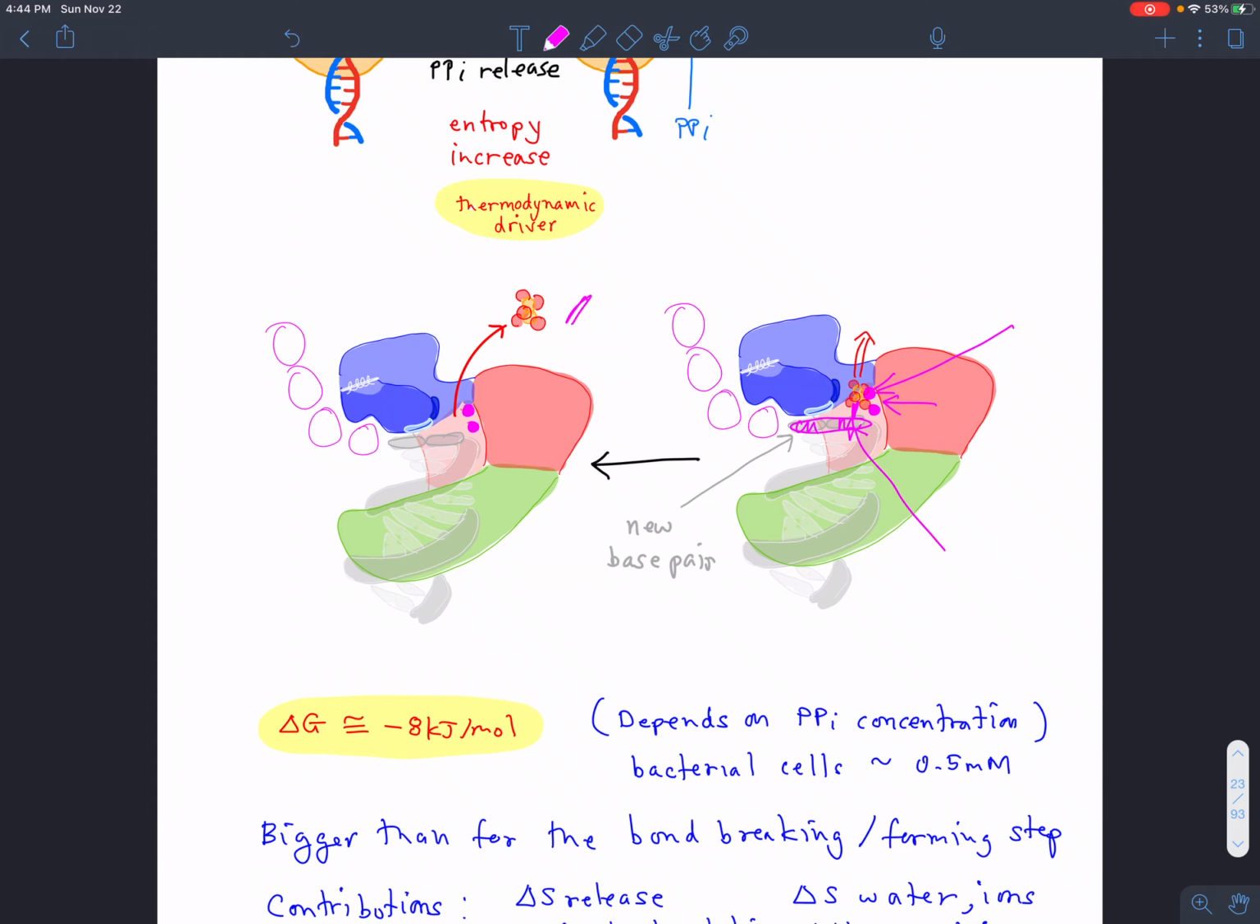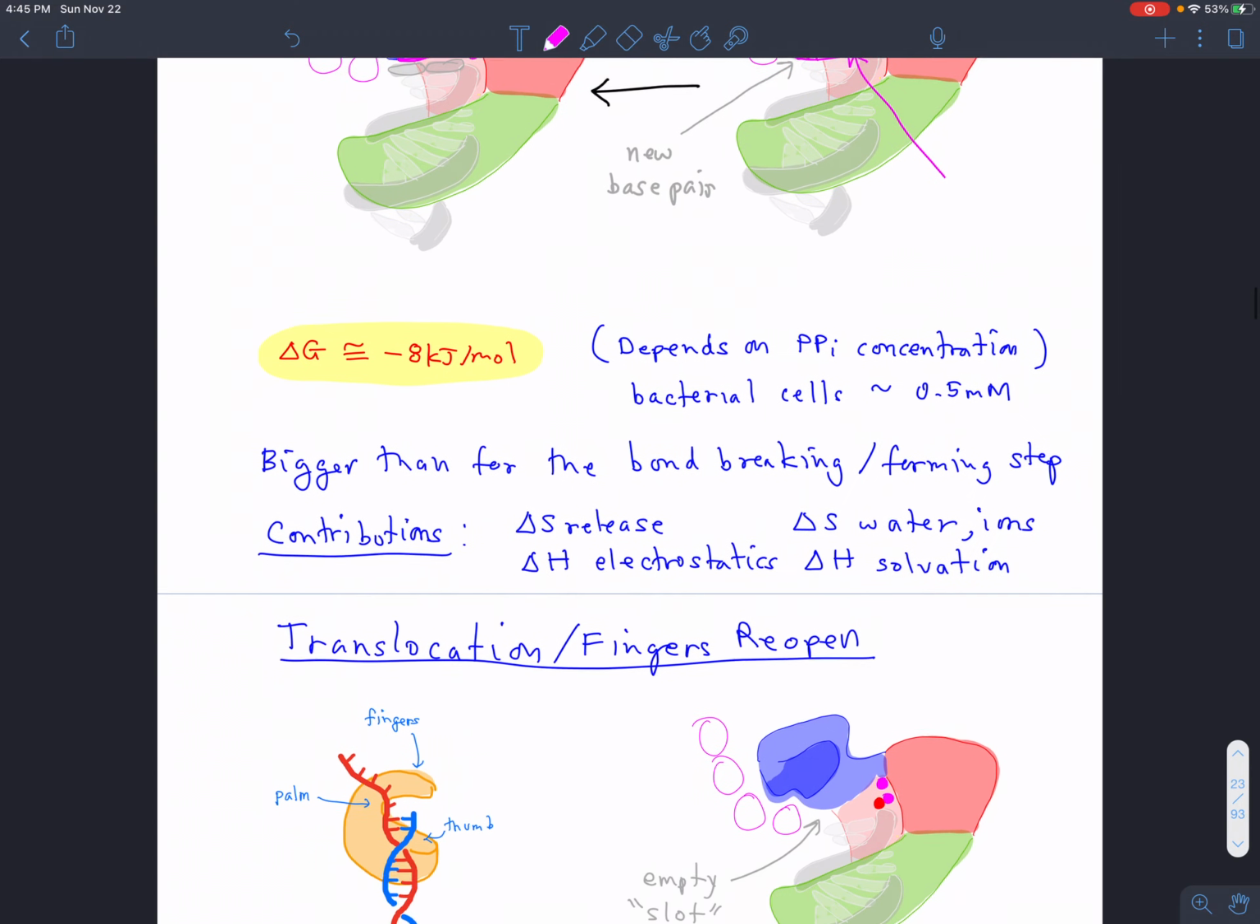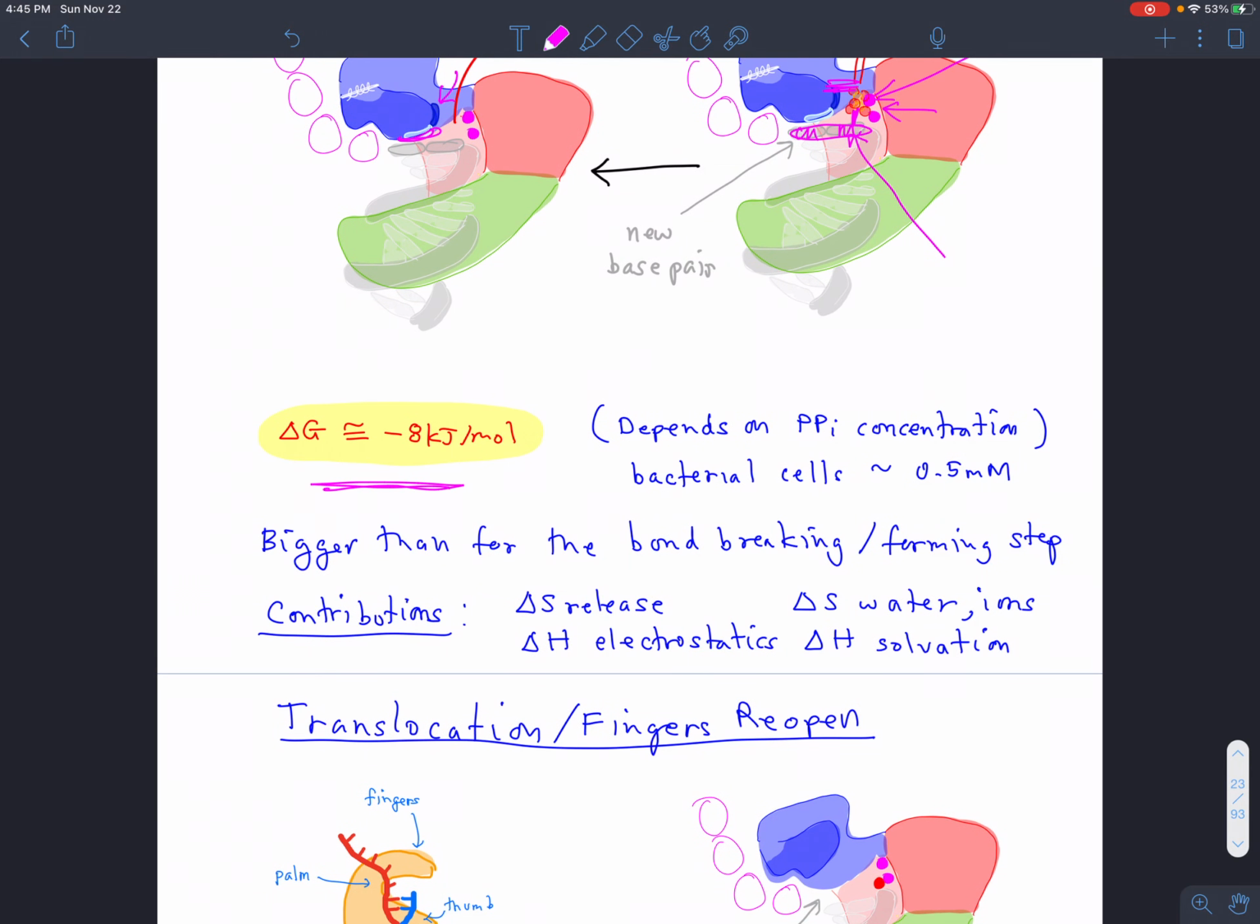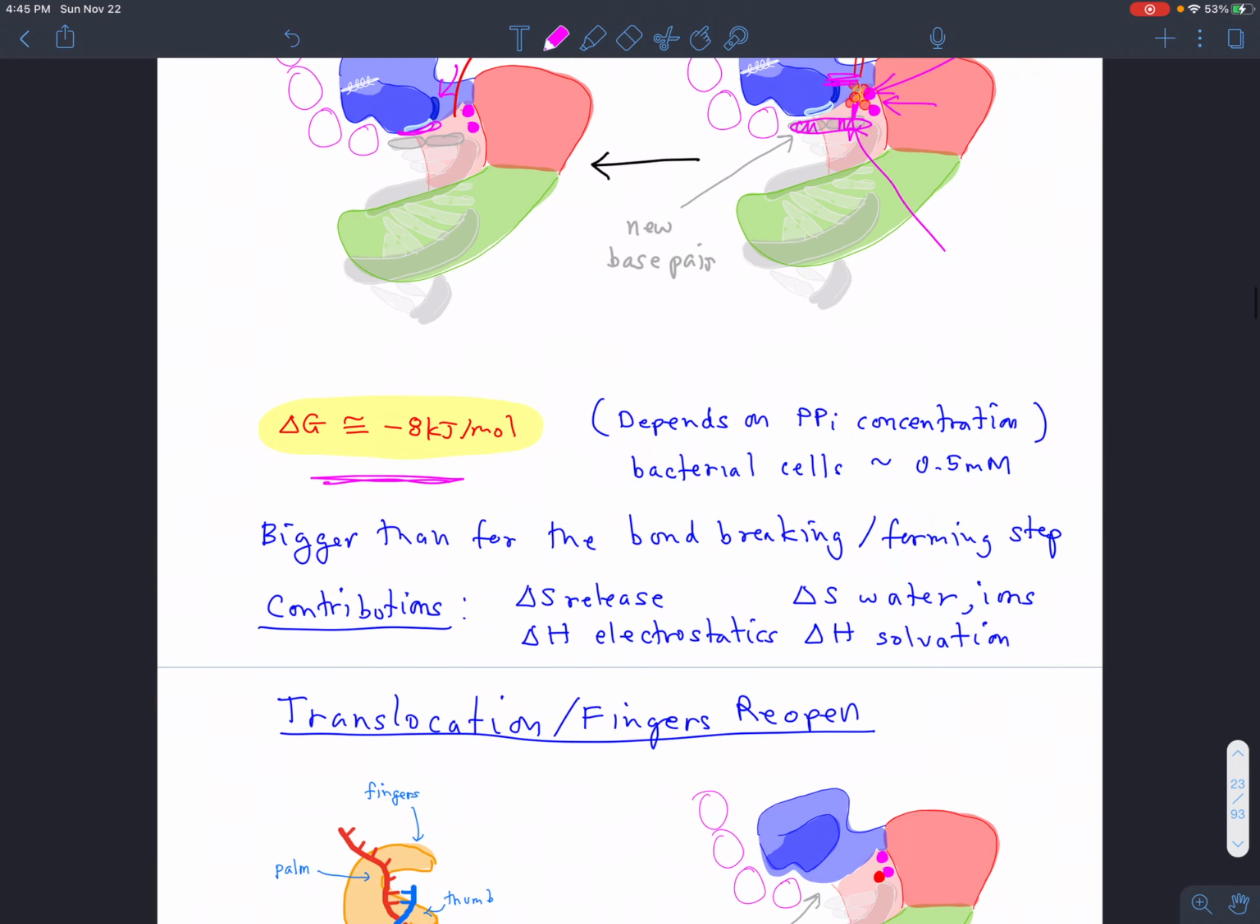And now you've got less interaction with the fingers, right? The fingers before had favorable interactions with that pyrophosphate, and now those interactions are gone. It still has the interactions with the top of the base pair, but it's lost some of its interactions. The delta G for pyrophosphate release, again, this is my estimate, is about -8 kilojoules per mole. It depends on how much pyrophosphate there is out in solution, right? That's the way delta G works.